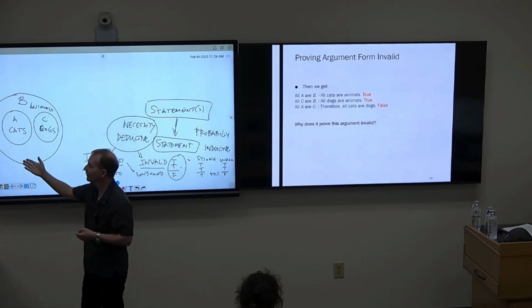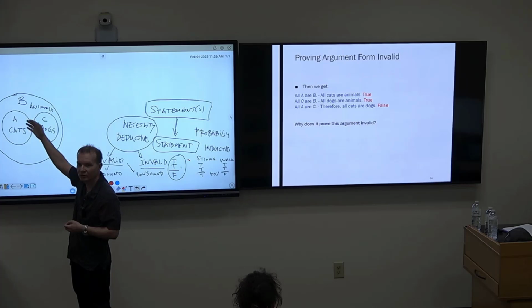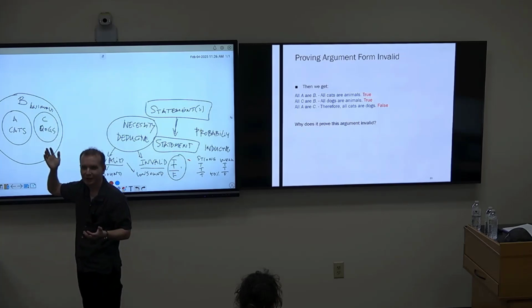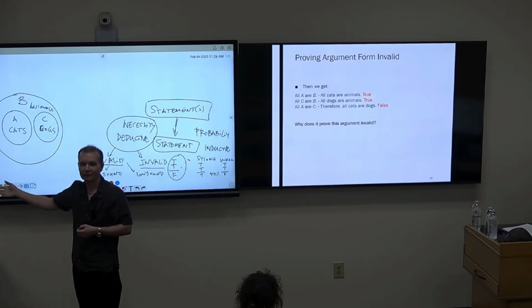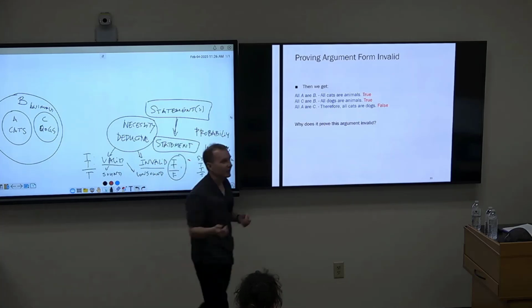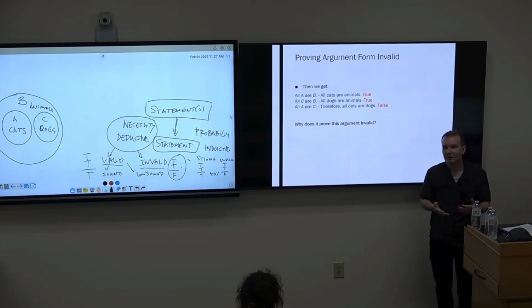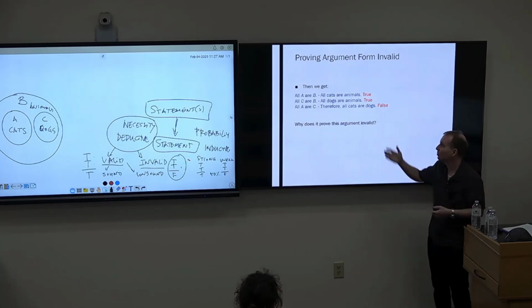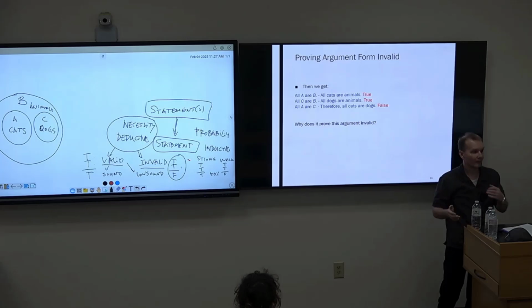Right? So that's the same form. All A are B: all cats are animals. True? In real life, yes. Next premise, all C are B: all dogs are animals. True? Yes. But look at the conclusion now. All cats are dogs. Very false. So we have what we call a substitution instance of this argument, which shows us very clearly that the premises are indeed true and the conclusion false. So does it prove it invalid?